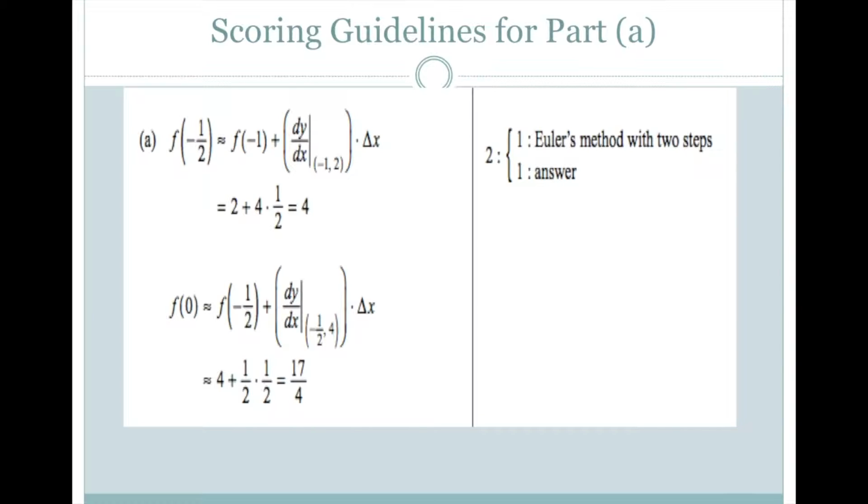If we take a look at the scoring guidelines for part A, we find that we get 1 point for using Euler's method correctly with 2 steps, and another point for finding the correct answer. In this type of problem, the most common type of error are arithmetic errors, especially with ones that involve so many decimal points. But you can still earn 1 point from this problem, even if you get the wrong answer, simply by showing that you know how to use Euler's method with 2 steps correctly.